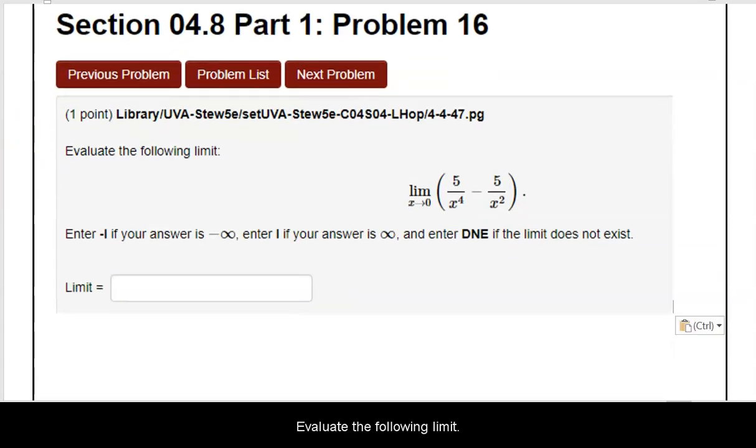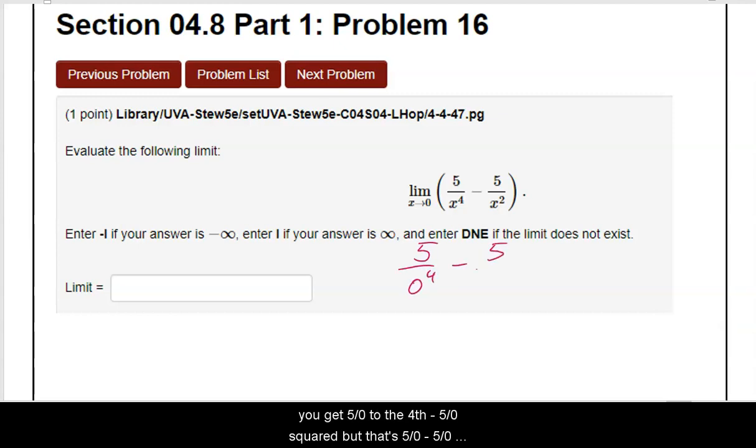Evaluate the following limit. And we've got 5 over x to the 4th minus 5 over x squared. So again, I'm going to try to plug in and see what kind of form I get. So imagine if you plugged in 0, you get 5 over 0 to the 4th minus 5 over 0 squared. But that's 5 over 0 minus 5 over 0. Don't tell me that's 0. The problem is you can't divide by 0.